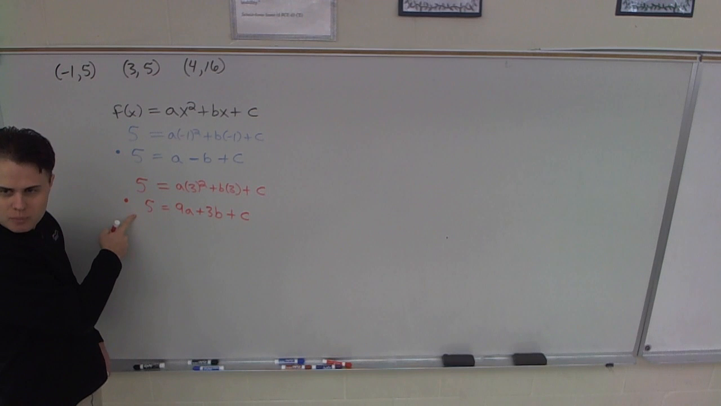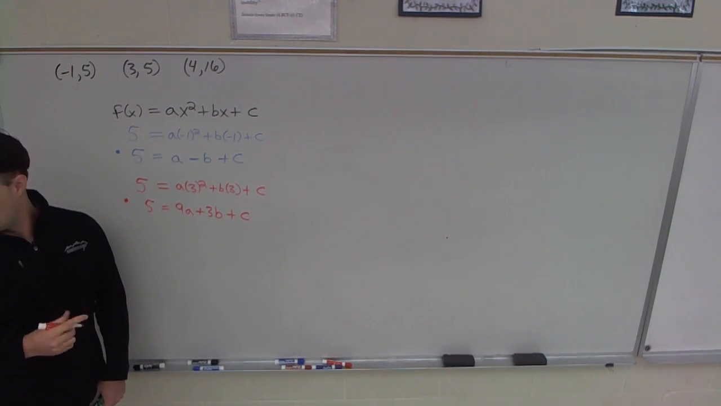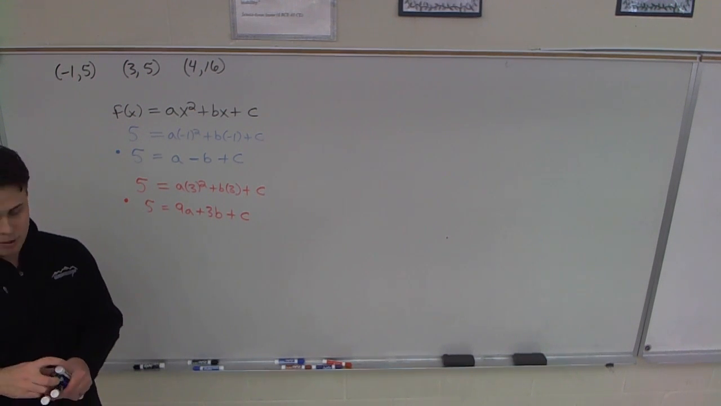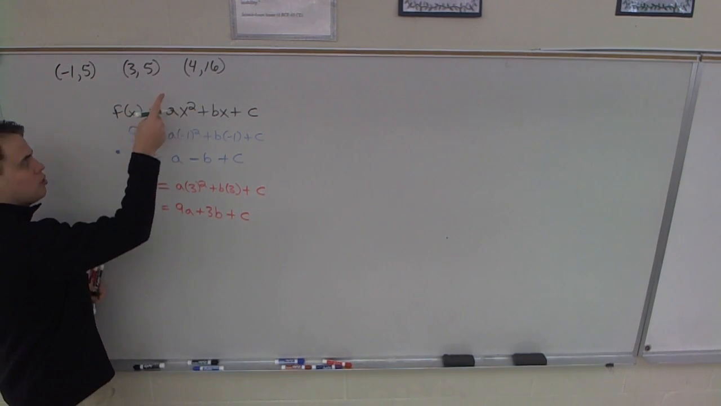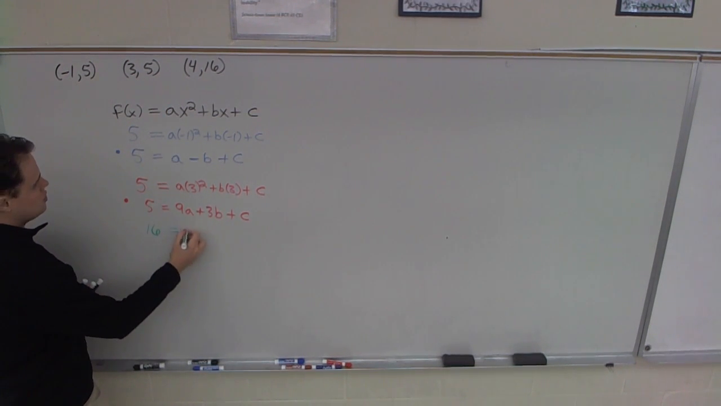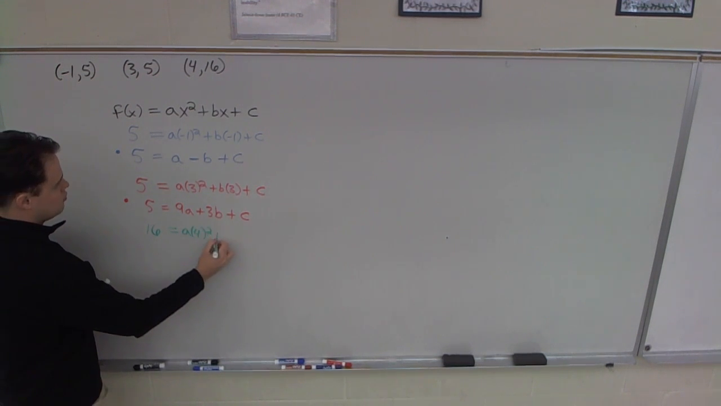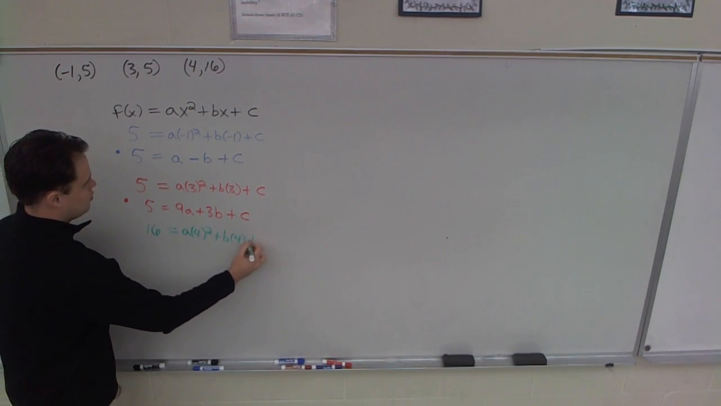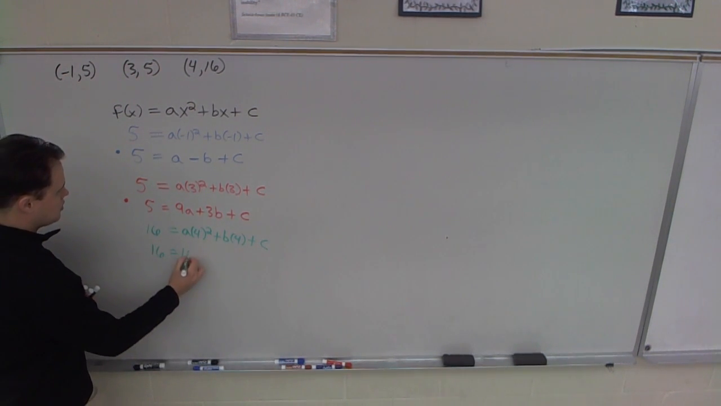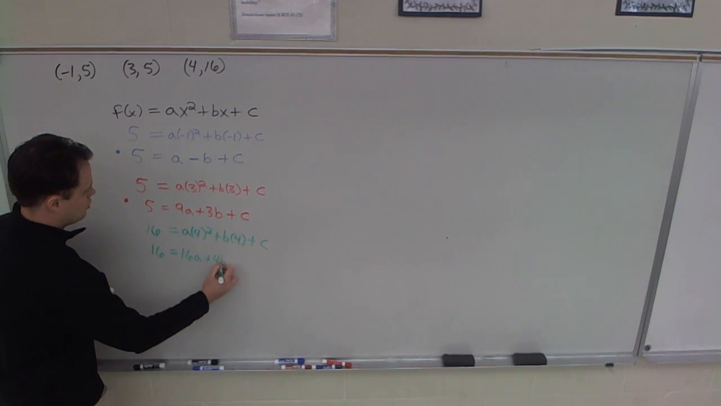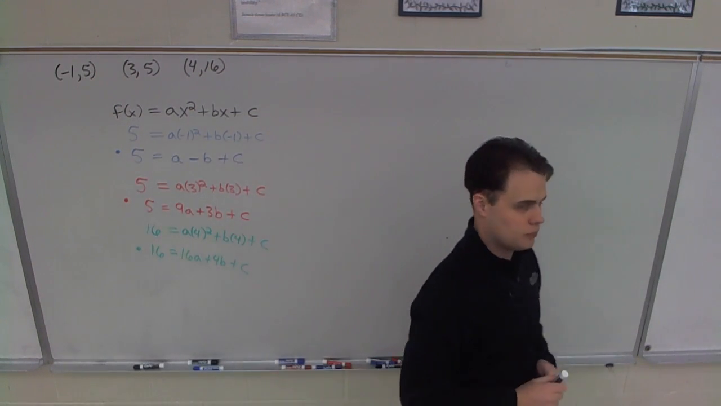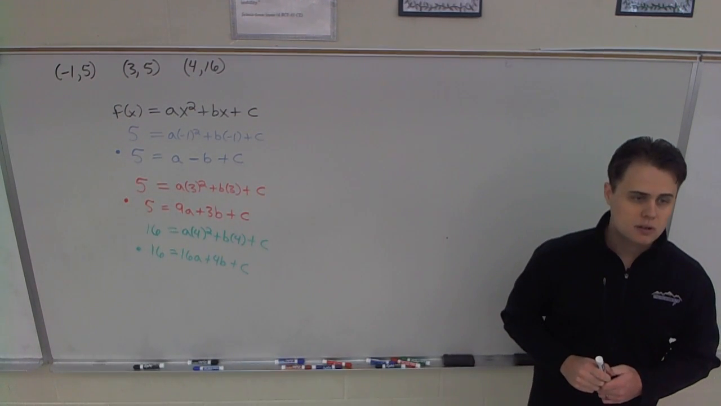If we want to solve for a, b, and c with a system, we need a third. Good thing we have a third point. That's why I'm saying you need 3 points to make a perfect parabola. So now when I put 4 in, what comes out? 16 comes out. So that's going to be a times 4 squared plus b times 4 plus c. So that's going to be 16 equals 16a plus 4b plus c. Now that is a system of equations.